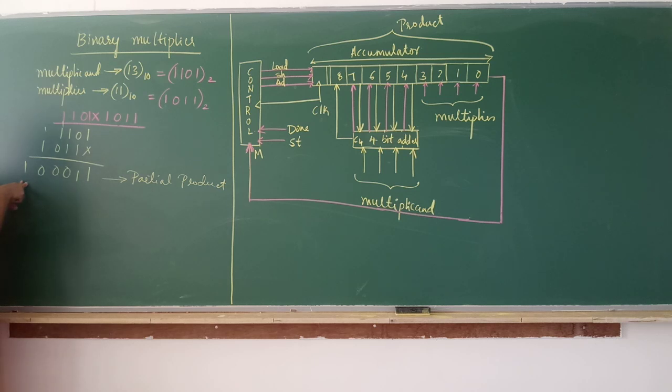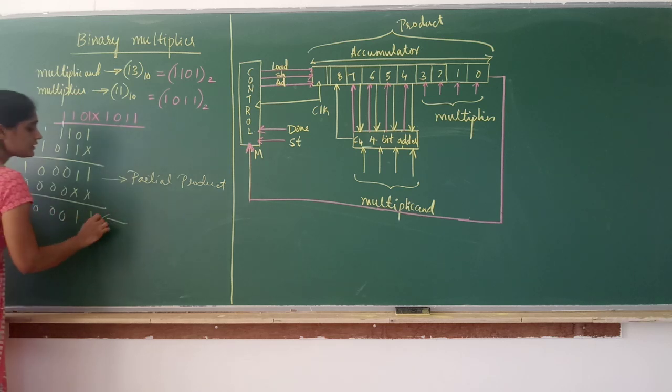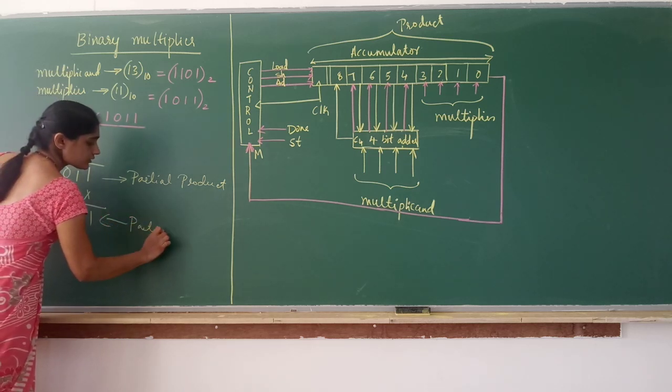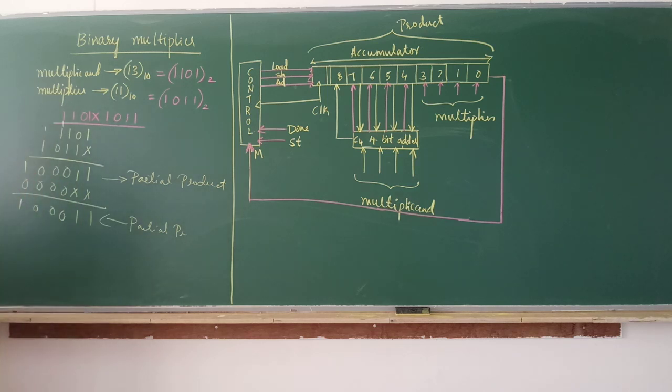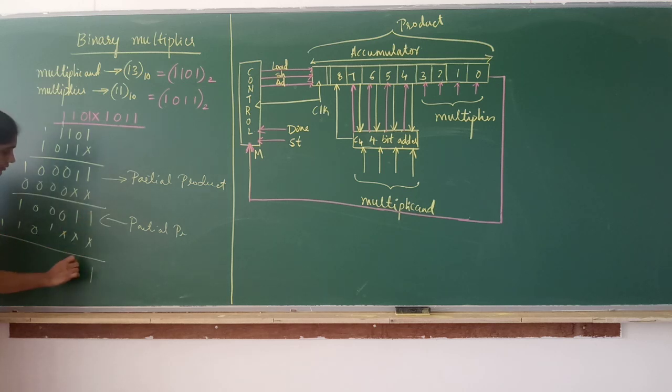Now for this partial product, multiply the next bit. 0 into this is what? 0, 0, 0, 0. Now add this, 1, 1, 0, 0, 0, 1. Again, this is one more partial product, right? This is another partial product. So now the last bit you are going to add, 1 into this is what? 1, 0, 1, 1. Now add this again, 1, 1, 0, 1, 0, 1, 1, 0. Carries 1, 1, 1, 0, carries 1.